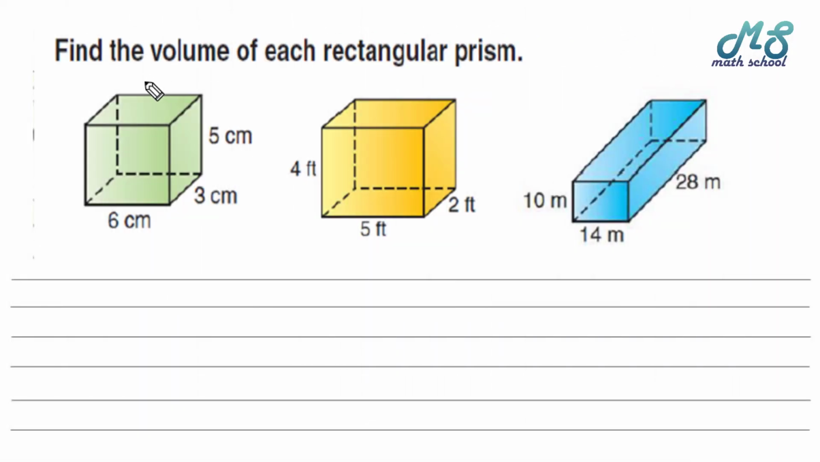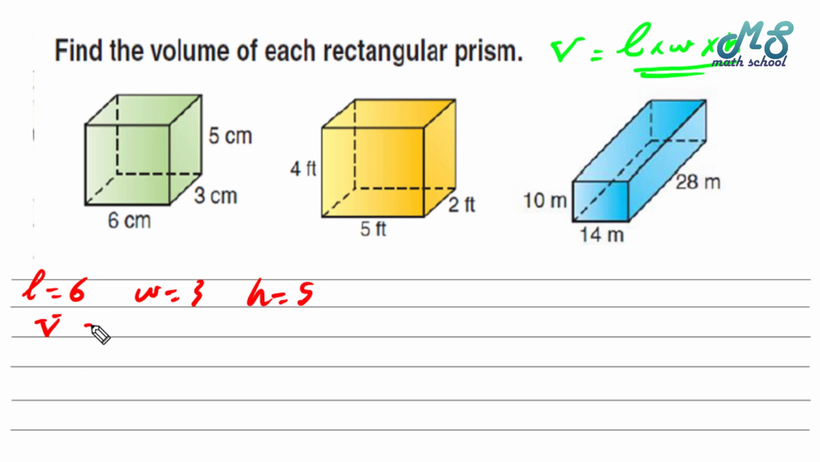Next, how can we find the volume of a cuboid or a cube? To find the volume, just multiply length by width by height. So the general formula of the volume is equal to length times width times height. Look at the first one. Length equals what? Width equals what? Height equals what? The three dimensions. Length equals 6. Width equals 3. Height equals 5.